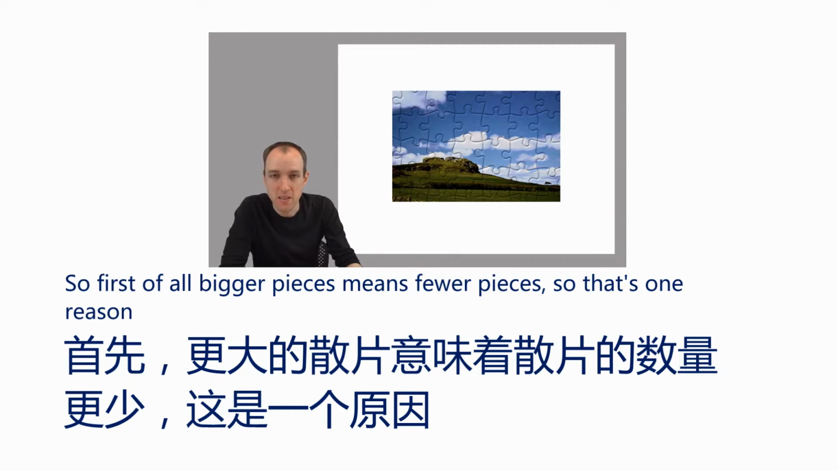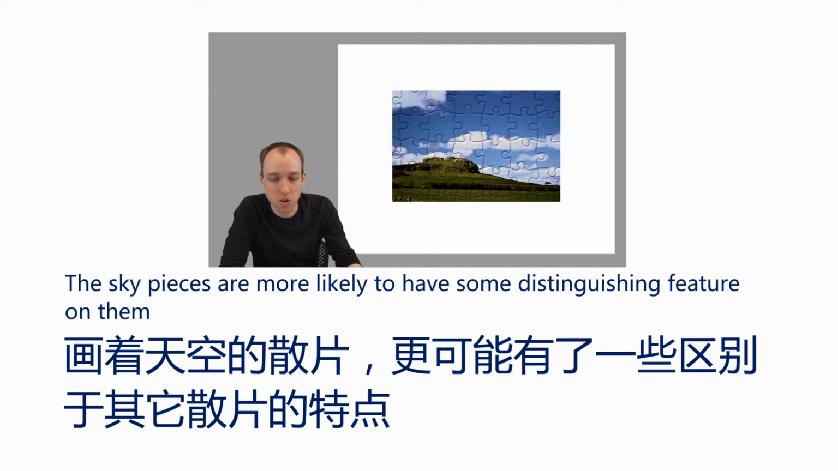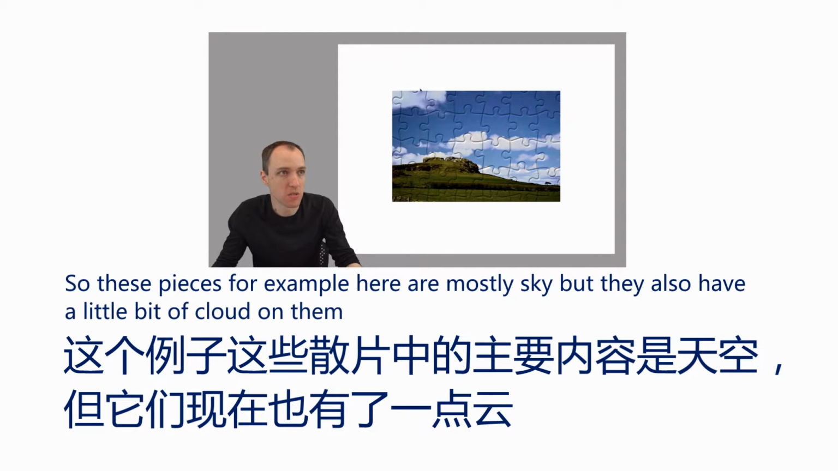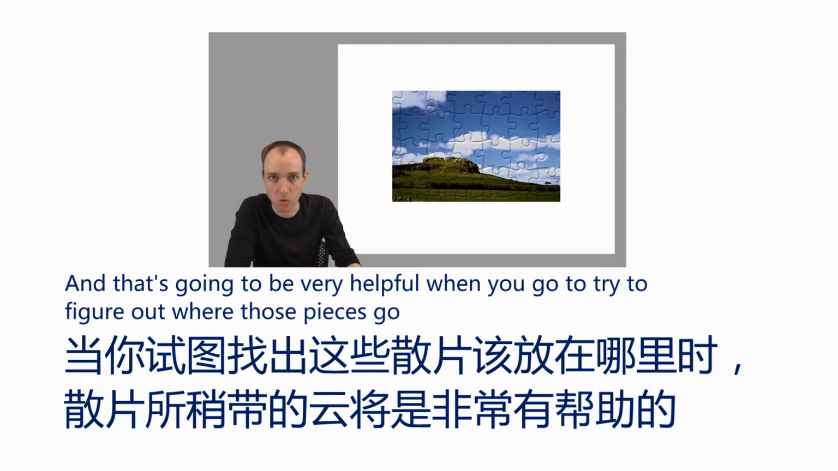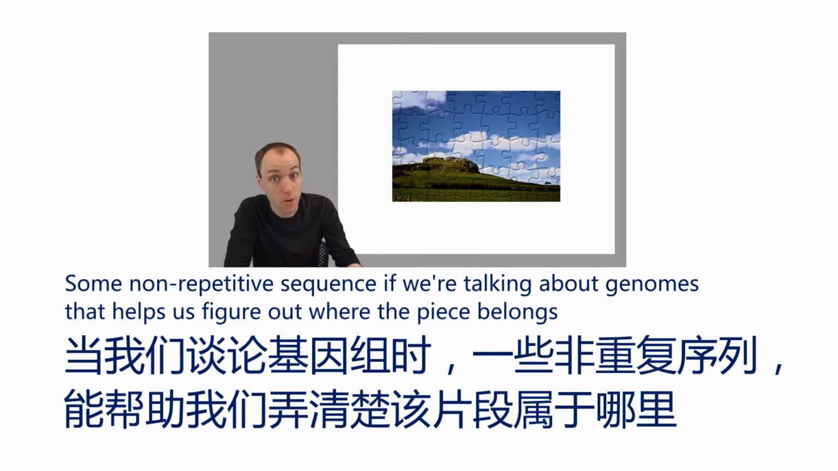So first of all, bigger pieces means fewer pieces. So that's one reason. But then the more important reason is that now that the pieces are bigger, the sky pieces are more likely to have some distinguishing feature on them. So these pieces, for example, here are mostly sky, but they also have a little bit of cloud on them. And that's going to be very helpful when you go to try to figure out where those pieces go. So the larger the puzzle pieces, the more likely a given piece is to have some distinguishing feature on it. Some non-repetitive sequence, if we're talking about genomes, that helps us figure out where the piece belongs.